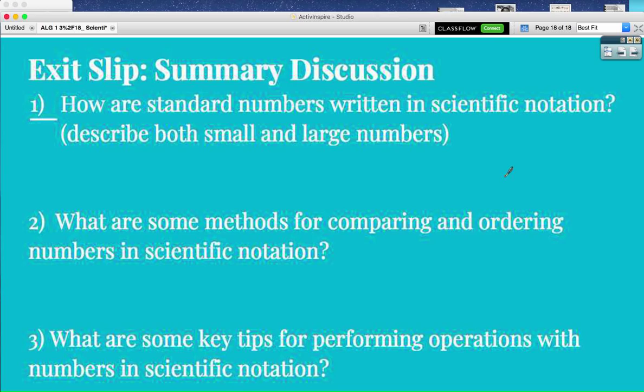What are some key tips for performing operations with numbers in scientific notation? If you're adding or subtracting them, you have to have the same power of 10. If you're multiplying or dividing, you do not, because you can simply use the exponent rules, and you can add them if you're multiplying, and then you can subtract the exponents if you are dividing.